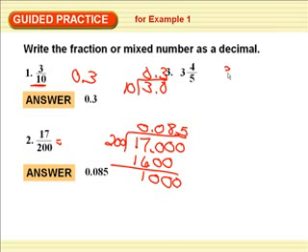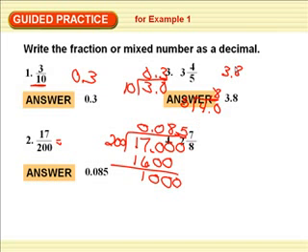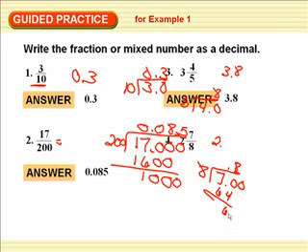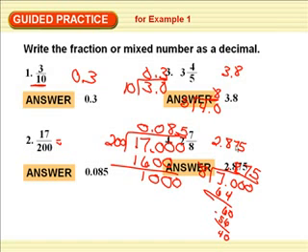3 and 4/5. Remember, you leave the 3. It's going to be 3 point something. 4 divided by 5. Add 1 decimal because I can see it's just going to come out 0.8. There it is. 2 and 7/8. So again, you leave the 2. 7 divided by 8. Let's put a couple decimals. It goes in there 8 times, which is 64. 6 left over. 8 goes into 60 7 times, which is 56. Subtract, bring down another 0, and it goes in there 5, so it's 2.875. There it is.